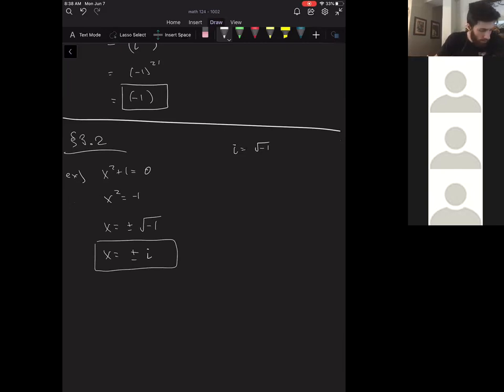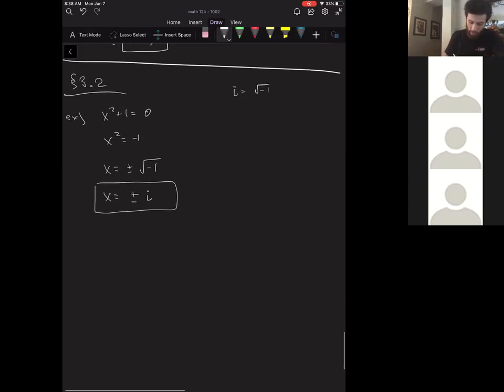So the first several problems in the book, like 1 through 10, are just normal problems that we've been doing that don't have i's. So for example, let's say we wanted to do problem number 4, which says x squared plus 6x plus 8 is equal to 0.